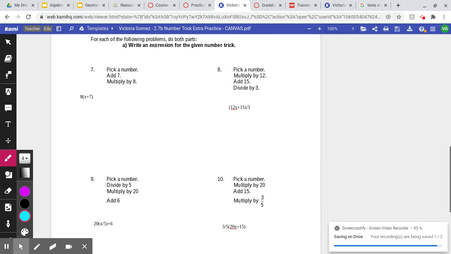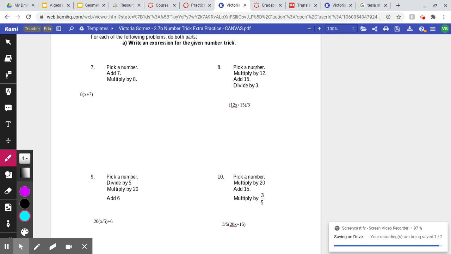Coming down here, I have word problems and I have the words and I'm making the expression for it. So pick a number, x. Add 7, okay, x plus 7, and then multiply the whole thing by 8. Okay, I'm going to throw parentheses around it and put an 8 in front. Number 8, we're going to pick a number, okay, there's x, and multiply it by 12. Okay, 12 times x, I can do that.